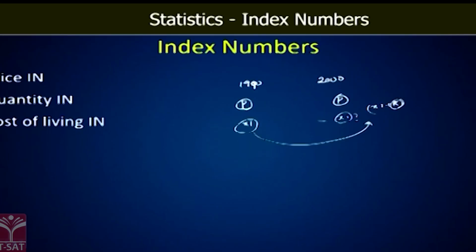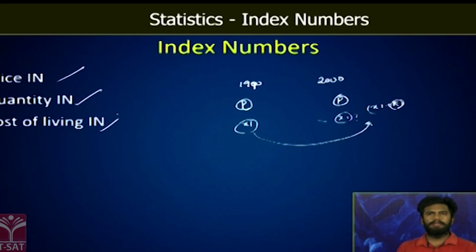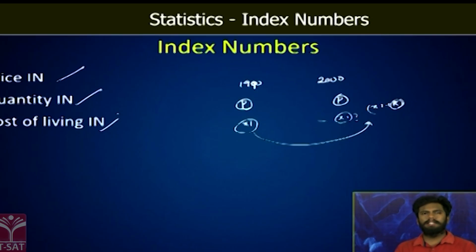Not only price, we use index numbers to calculate the relative changes in the quantity of consumption, imports and exports, sales, and also industrial production. Now, these index numbers are broadly classified into three types: price index numbers, quantity index numbers, and cost of living index numbers. Price index numbers deal with the relative change in price levels, quantity index numbers deal with the relative change in the quantity of consumption of the product, and cost of living index numbers deal with how family standards change over the periods.